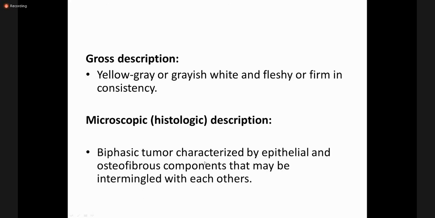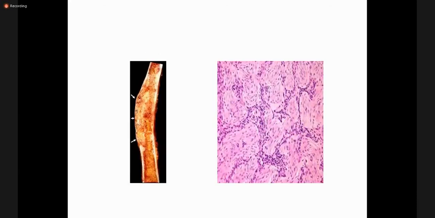Microscopically, it is a biphasic tumor characterized by epithelial and osteofibrous components that may be intermingled with each other. So there are classic adamantinomas. These are the morphological subtypes. They may be osteofibrous dysplasia-like adamantinoma and then differentiated adamantinoma. Here you see the gross picture of the adamantinoma.